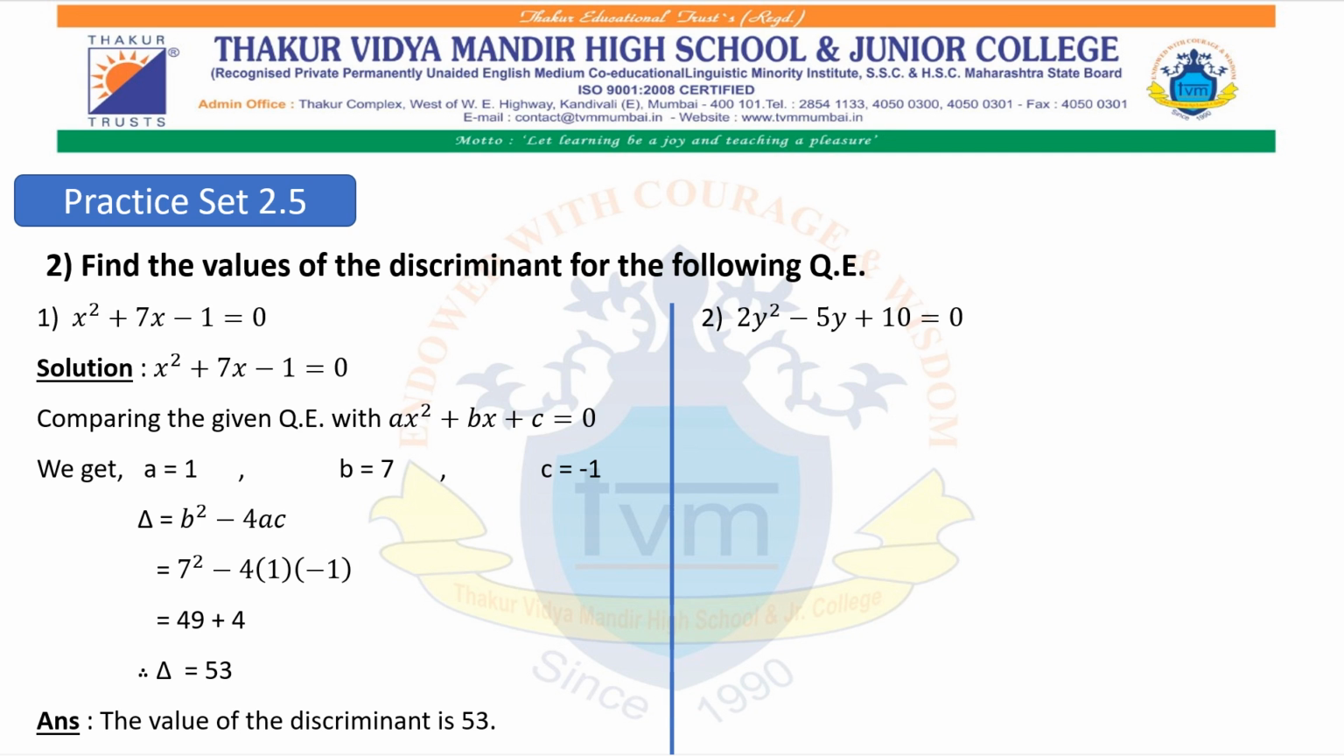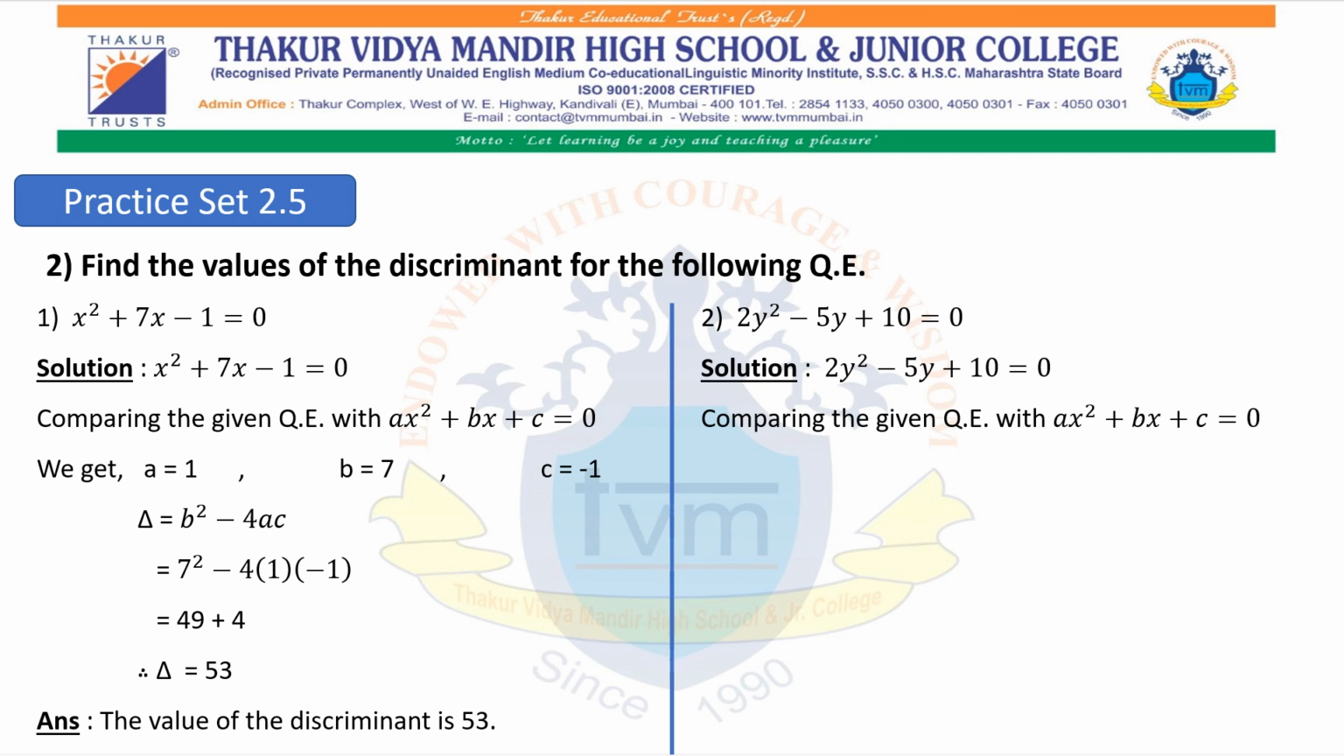Let us start with the second sum. 2y square minus 5y plus 10 equals 0. Again the given equation is in the standard form. We will begin with the solution. We will compare with ax square plus bx plus c equals 0, and we will get the values of a, b and c. Here the value of a is 2, b is minus 5 and c is 10.